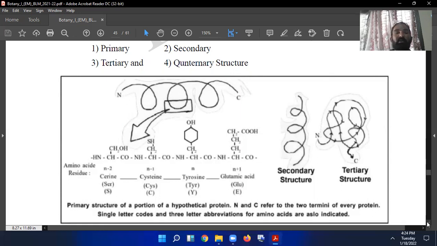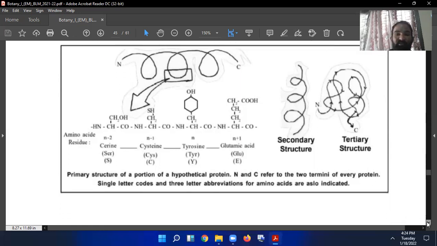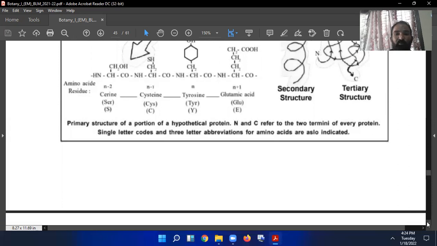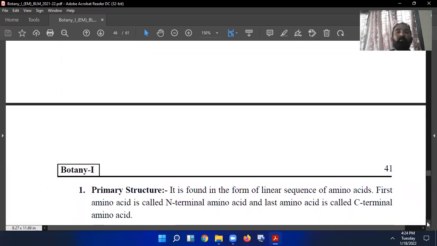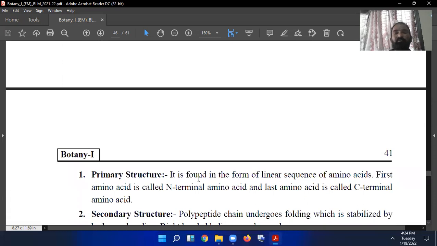Whereas coming to the secondary structure, the secondary structure of the protein especially shows a helical form. Whatever the primary structure is, it is found in the form of a linear sequence of the amino acids.